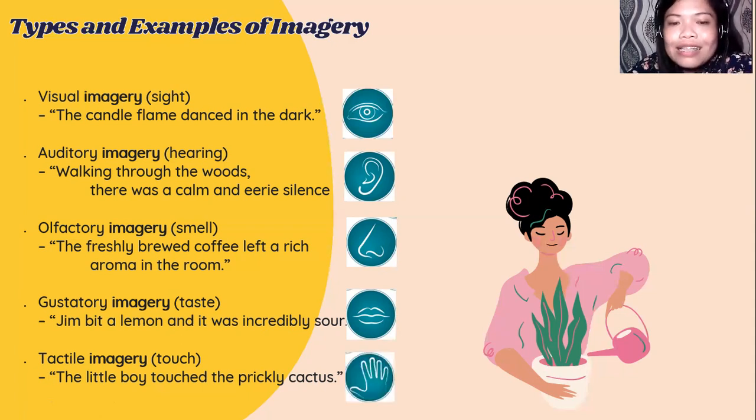The next one is the tactile imagery. The tactile imagery has something to do with the sense of touch. So: the little boy touched the prickly cactus. So these are, class, the types and examples of imagery. You may screenshot this for your reference.